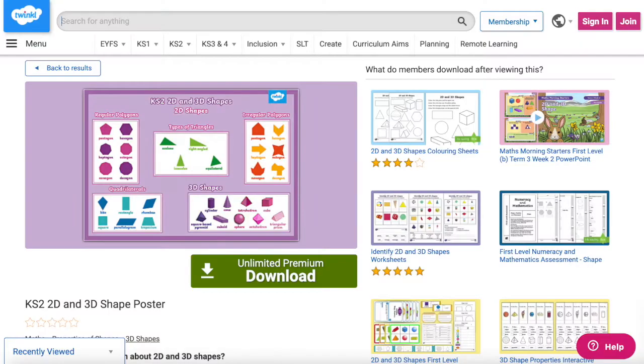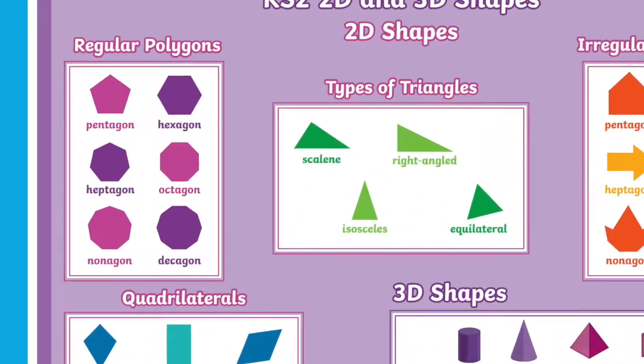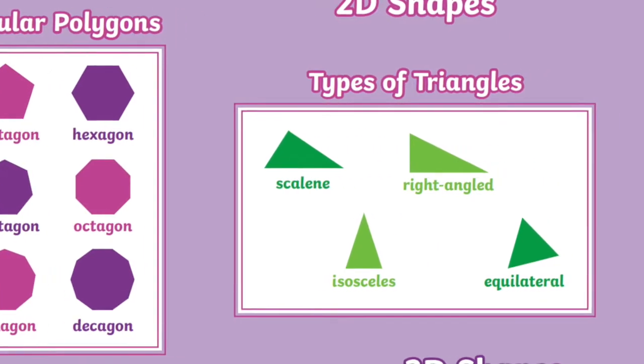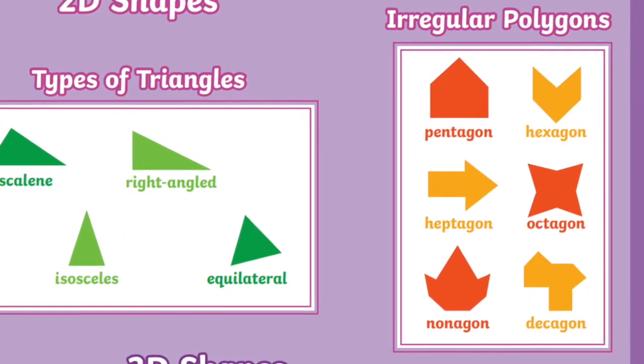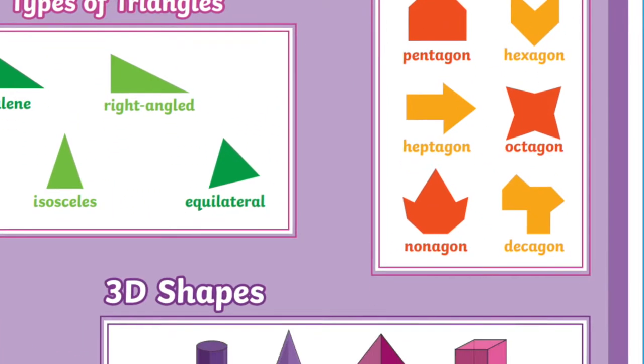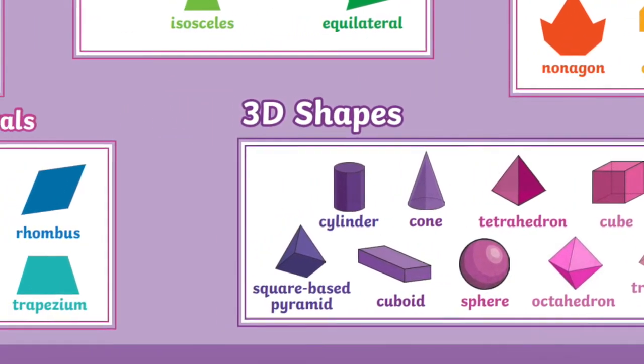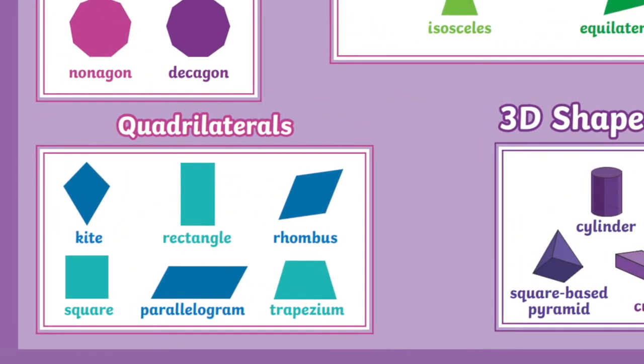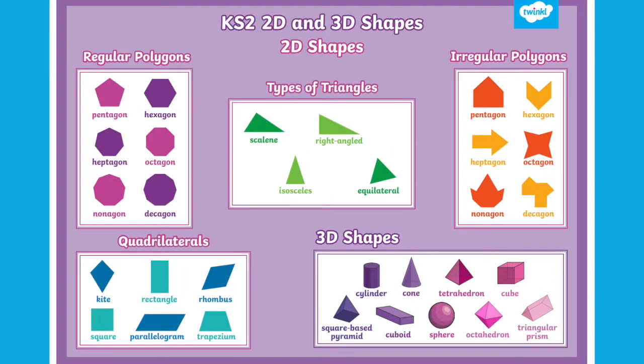Let's start with the Key Stage 2 2D and 3D shape poster. This resource, aimed at children in Key Stage 2, provides an informative and visual way for children to see which 2D and 3D shapes they are expected to learn in years 3, 4, 5 and 6. With pictures of the shapes displaying their mathematical name, this resource can be used both as a display poster and also as a work mat.